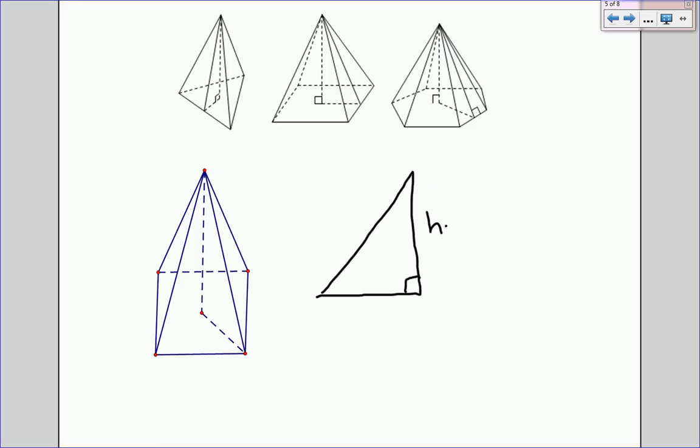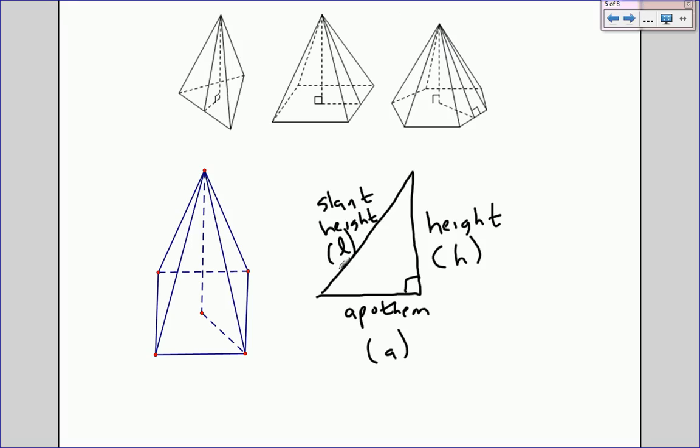So height, which I'll denote as H from here on out. Apothem, which I'll denote as an A. And then the slant height, which I'll denote with an L from here on out. So that makes a right triangle inside of a pyramid every time. So if I give you the height and the apothem and you need to find the slant height for the formula, use the Pythagorean theorem.